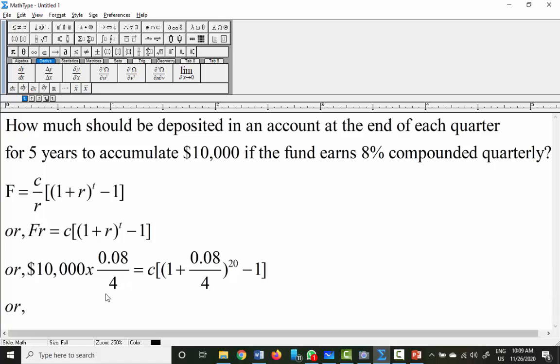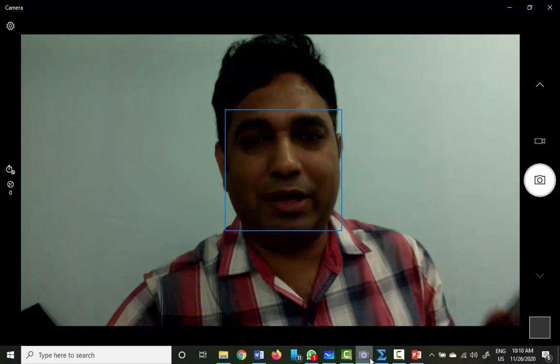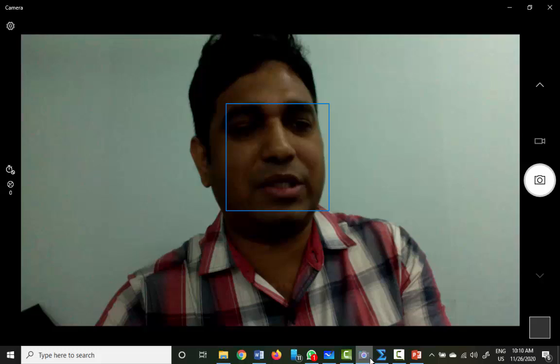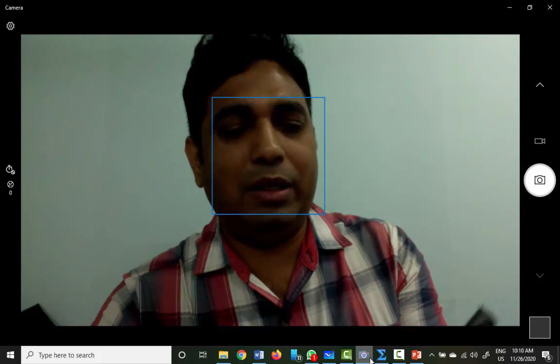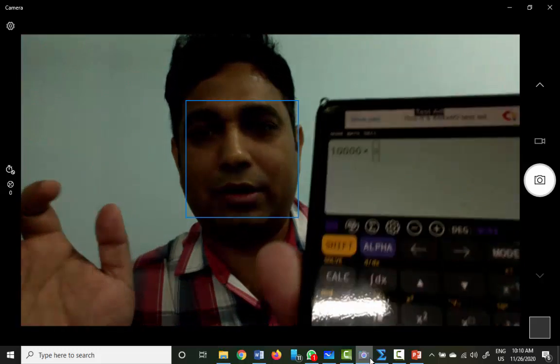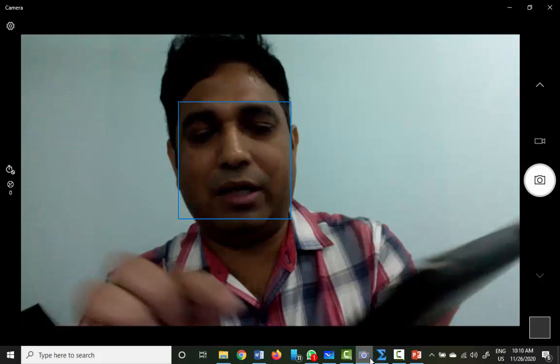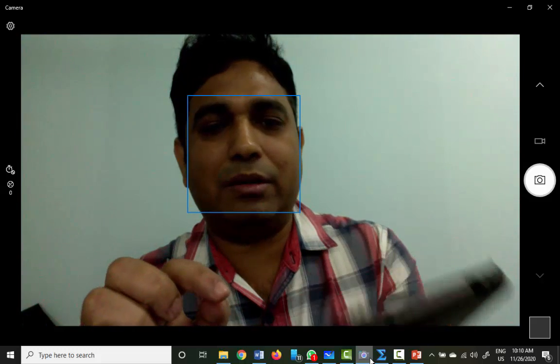So let's do it. First of all we will multiply these two. If you want to multiply these two, what you can do is first press 10,000 multiplied by, then you can get a fraction like that. Then 0.08.